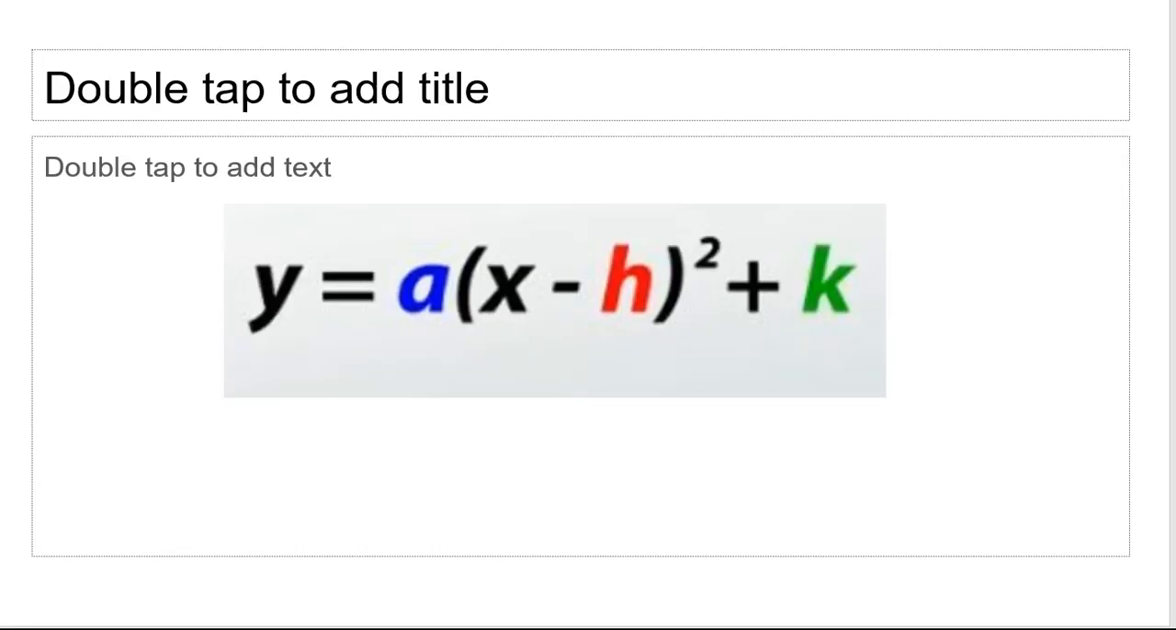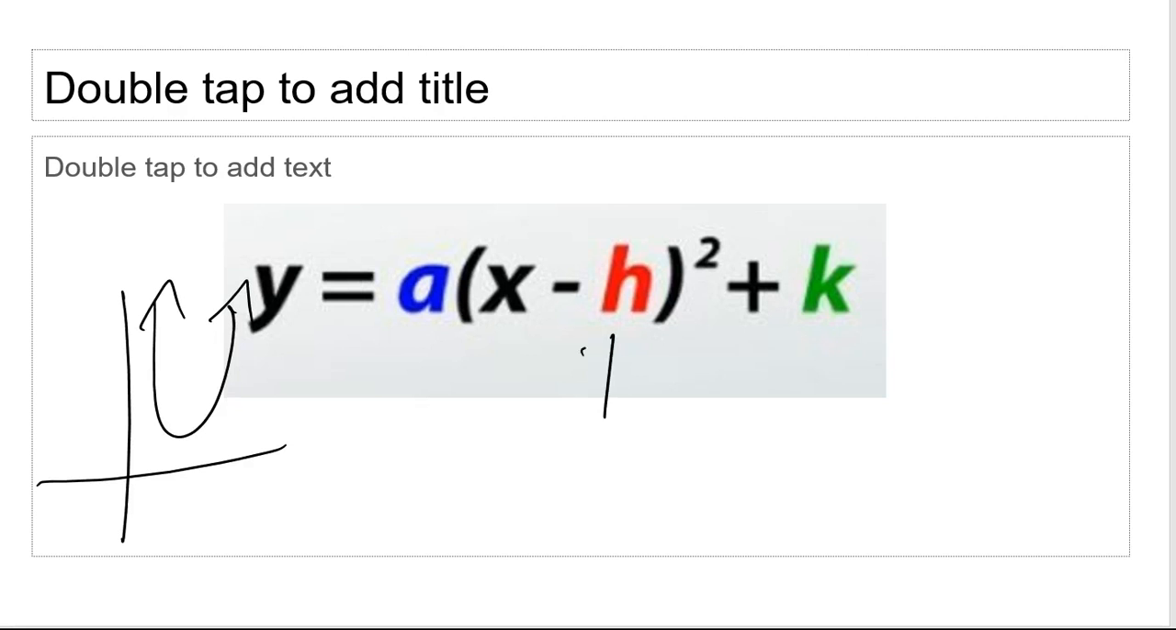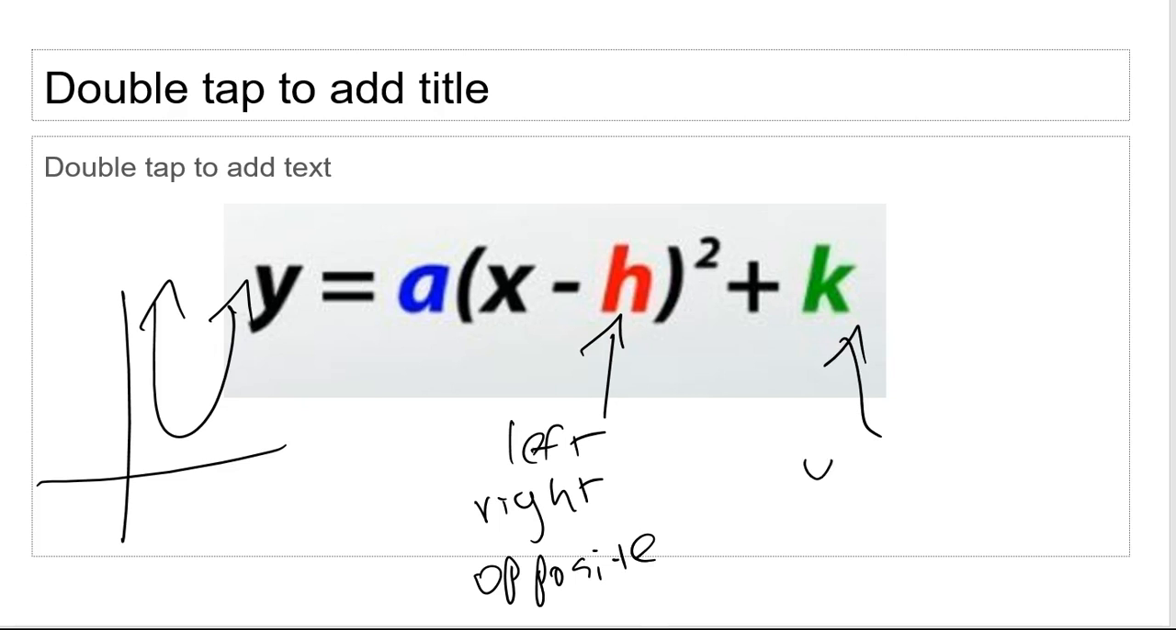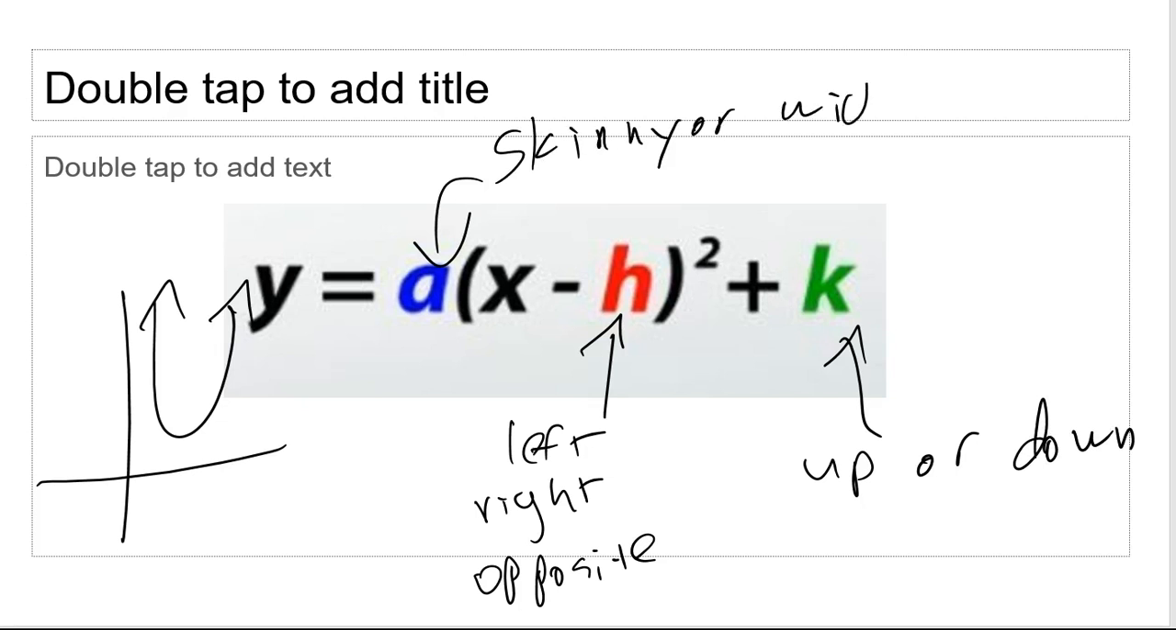So if you remember, going back to when we talked about parabolas, the ones that are in the U shape, that's a parabola. This moved it left and right, and it was always opposite. This moved up or down, and this affected if it was skinny or wide. But we're only going to focus on these two concepts today.